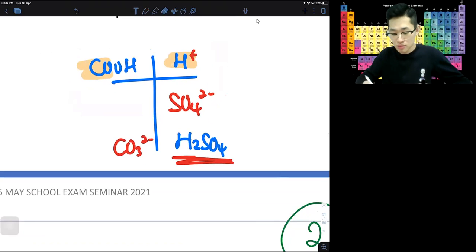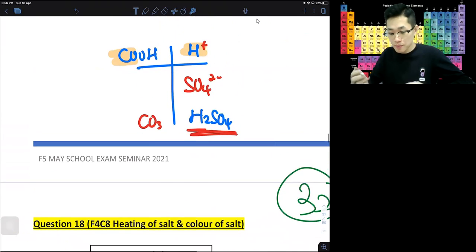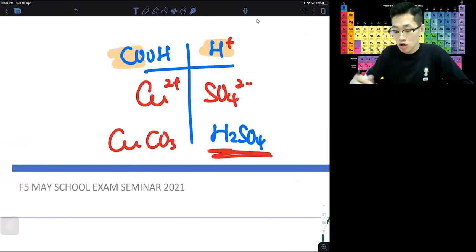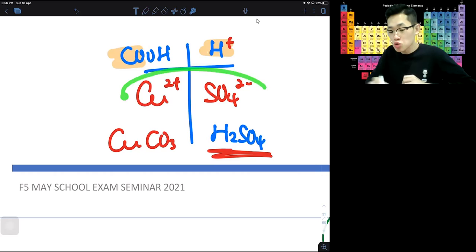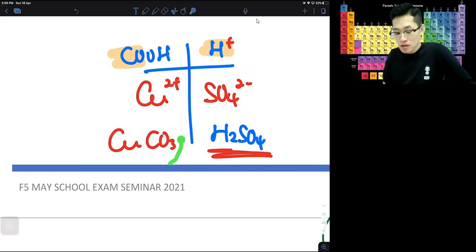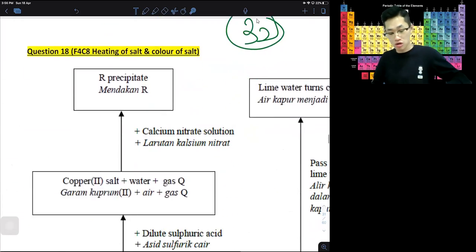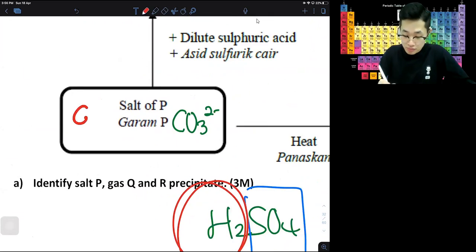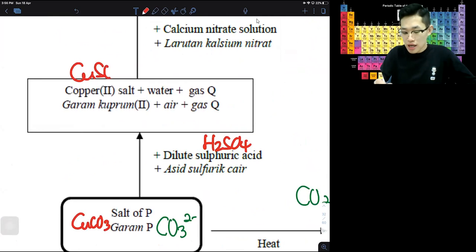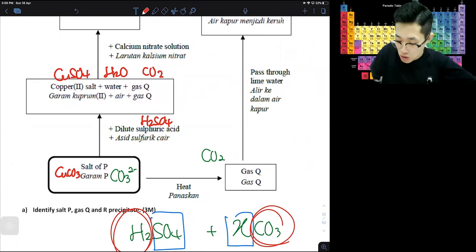It's something carbonate. You do not know what the carbonate is, but you can see that they form a copper 2 salt. So that means this one must be copper, a copper 2 salt. And then they use sulfuric acid, so it must be SO4. So you see this reaction, CuCO3 plus H2SO4 gets you the CuSO4, H2O, CO2. So this is how you use the cross.